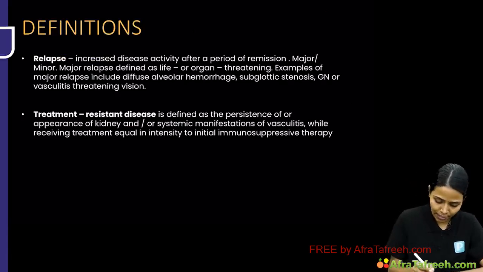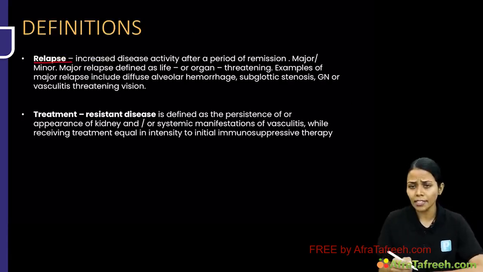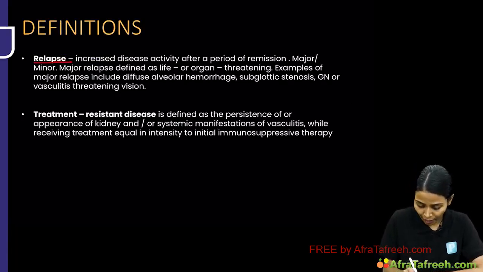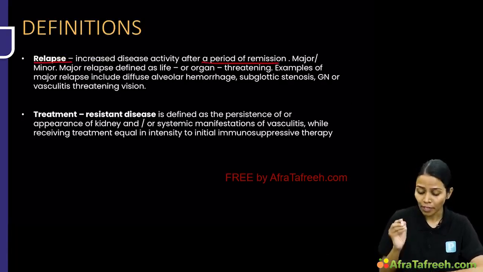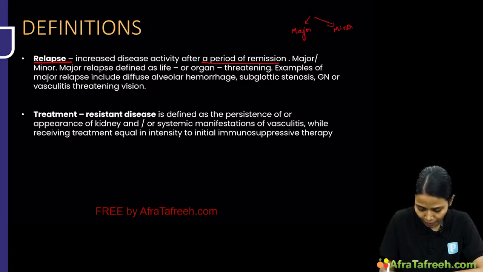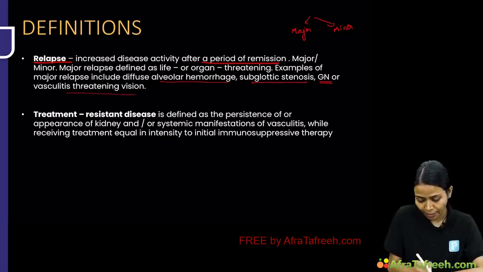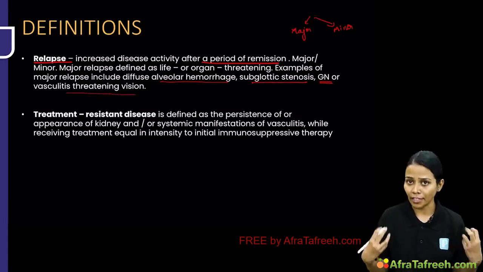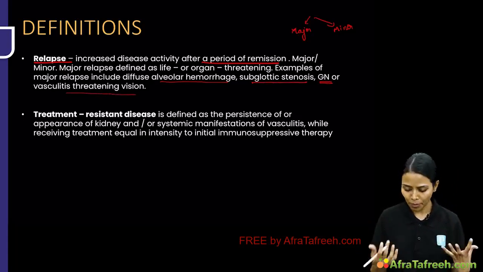Now coming to the next thing, which is relapse. Relapse is increased disease activity after a period of remission. Okay. Now this relapse can be either major or it can be minor. Major can be with the following examples, okay? Like it can be alveolar hemorrhage, it can be subglottic stenosis, glomerulonephritis, or vasculitis threatening vision. So any major involvement like lung involvement, kidney involvement becomes major.